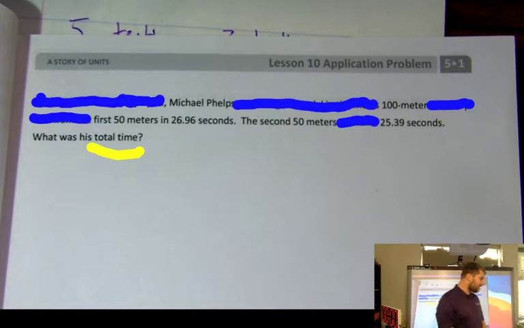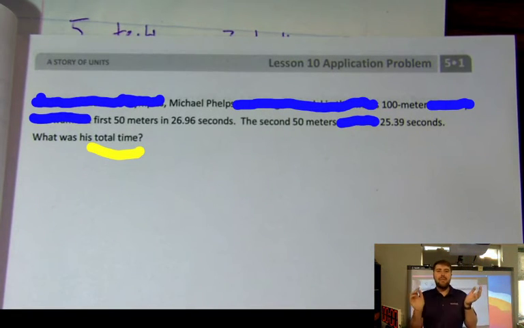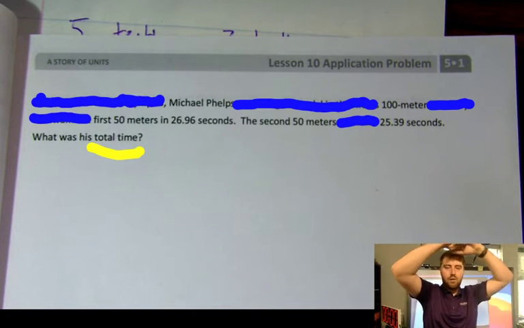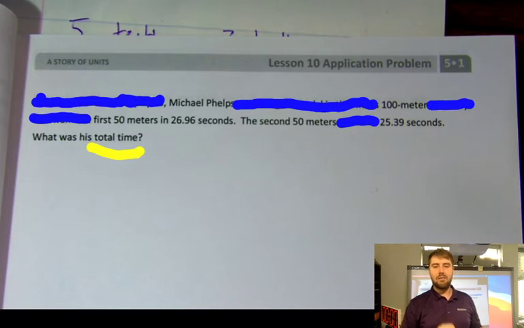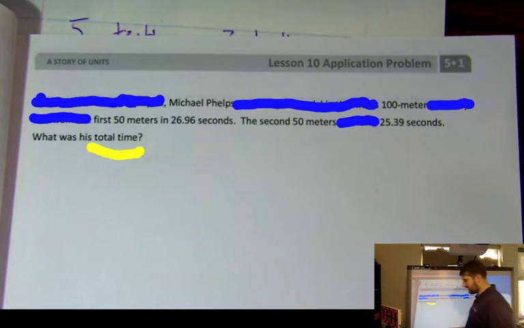Awesome. So I bet that you knew that we had to take those two numbers and add them together. Why did we have to add them? Well, the question is asking us about the total time. And when we're talking about the total of something, that means we're going to take all the parts and add them together. Okay?